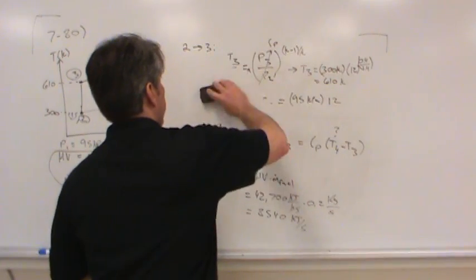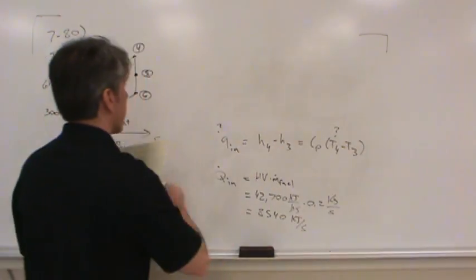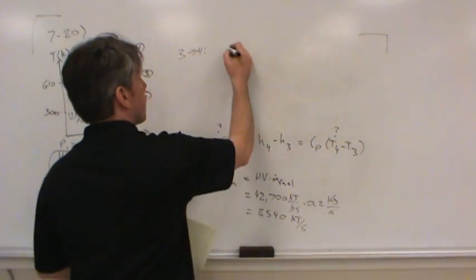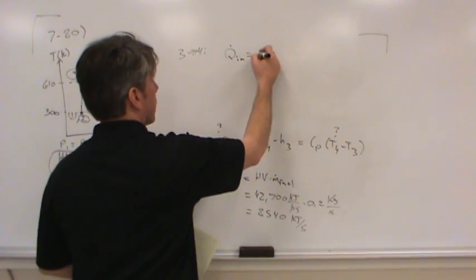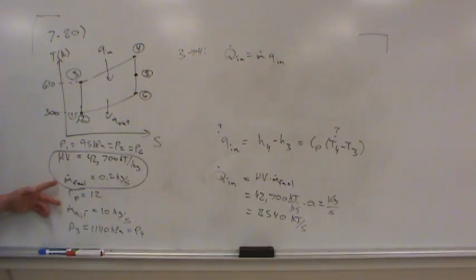Let me get rid of this, because really now we've transitioned and we're trying to go from state 3 to state 4. So if I write this, it would be Q dot N equals M dot Q N. Wait a second. Which M dot? How many people want to say air? How many people want to say fuel? Good. Well, it's air. Why is it air? How come?